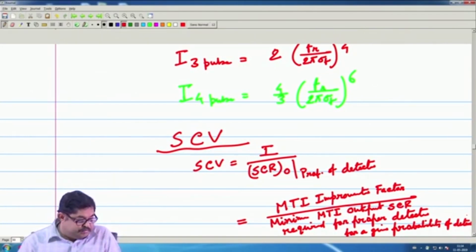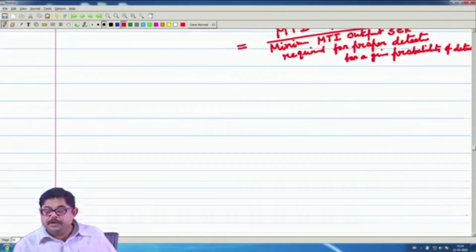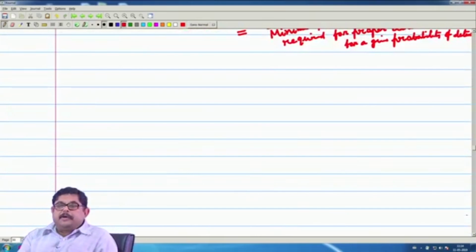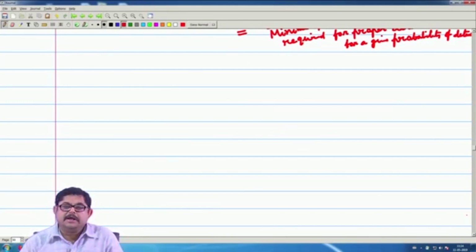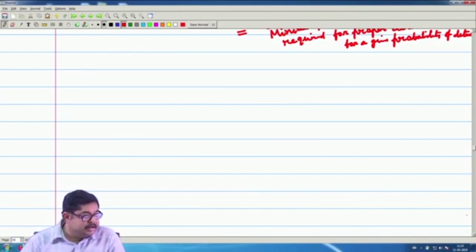Now, a few things about the implementation. We have seen the performance metrics and how to calculate them. We have got a formula also, by which you can find what it will be for various stages of the MTI filter. Now, if we recall the FIR implementation of delay line cancellers, DLCs.